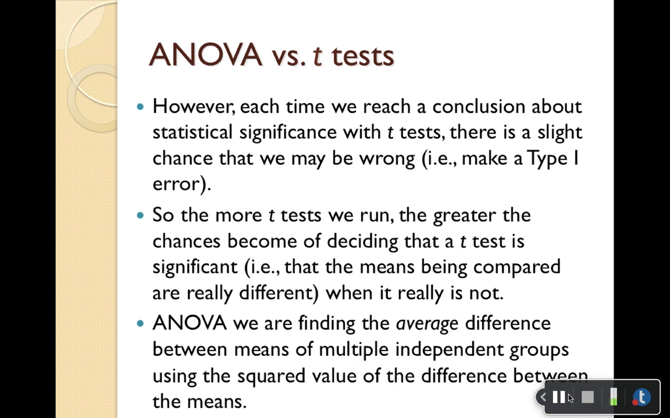So ANOVA is nice because it allows us to test for differences among means all simultaneously without having to break it up into pairs and testing each of those individually. So we're doing this by finding the average difference between means of multiple independent groups using the squared value of the difference between the means, or the variance, and we'll get into that a little bit more. For this first part here, for chapter 10, we're going to look at one-way analysis of variance, which is going to map onto our independent samples t-test. When we get into the other types of ANOVA, we'll talk about which one corresponds to the paired samples, as well as how you can kind of combine the two.